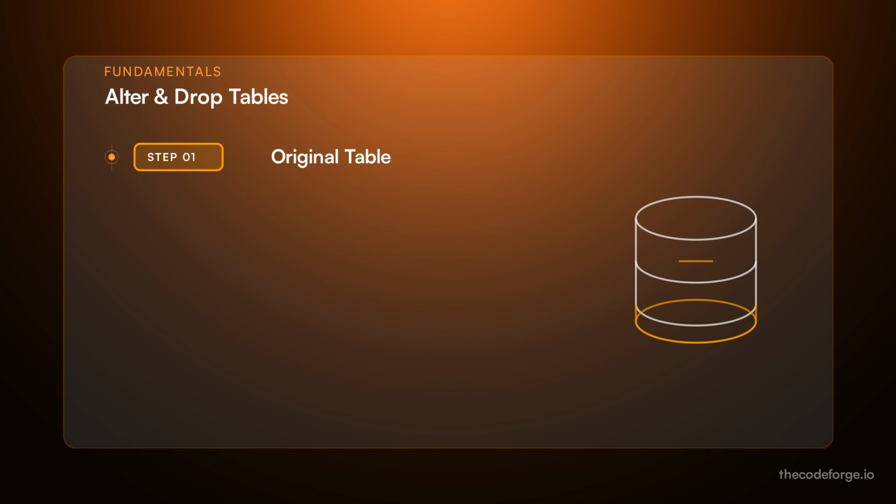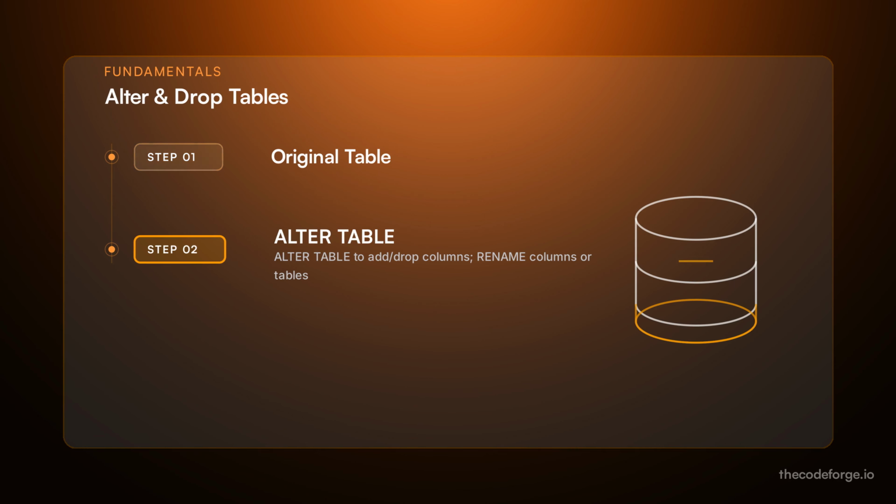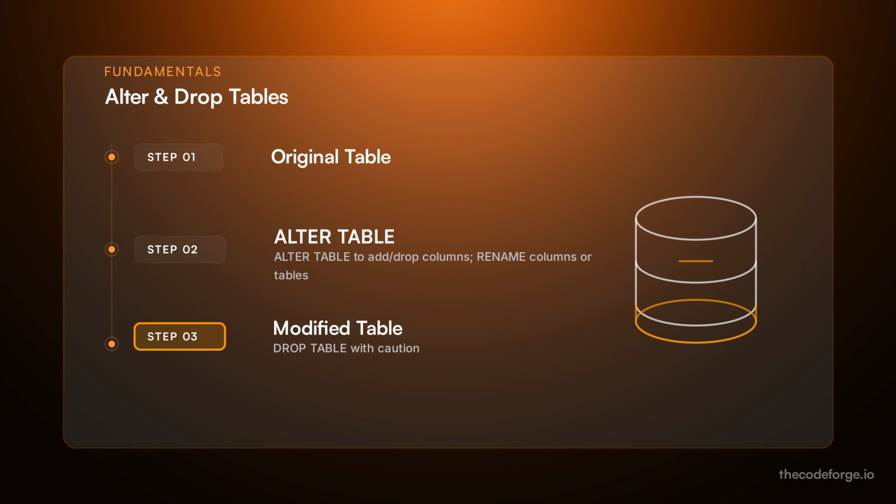You've created your original table, but later you may need to modify it. Use alter table to add, drop, or rename columns and to change data types. The result is a modified table ready for your schema.